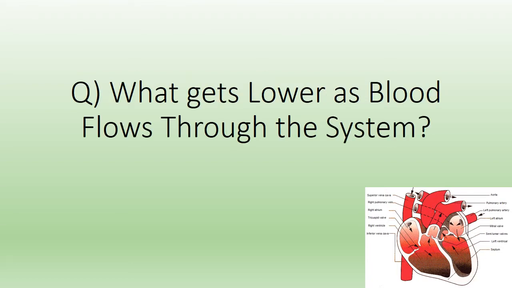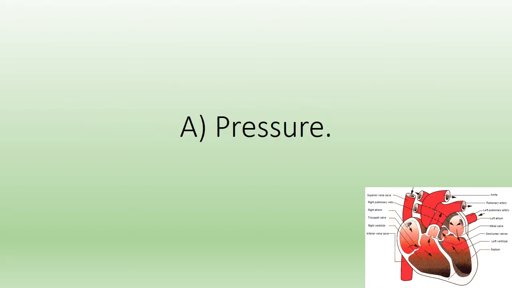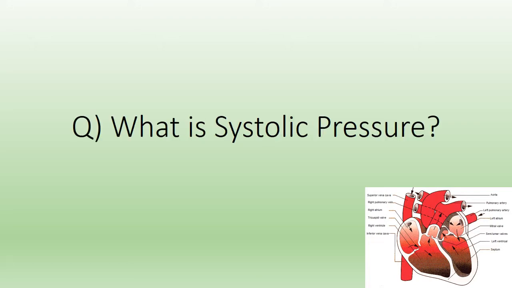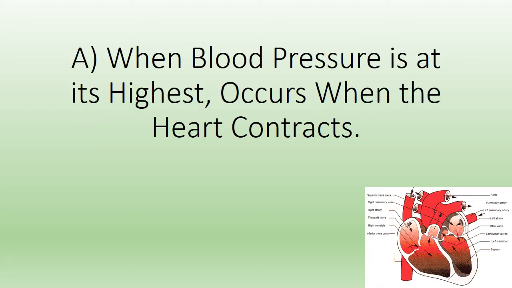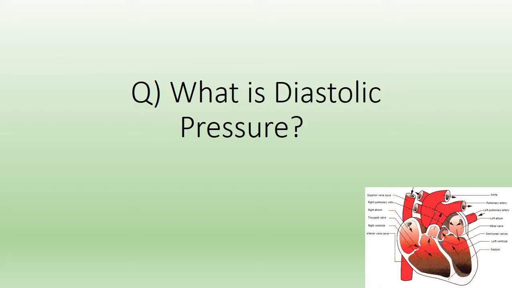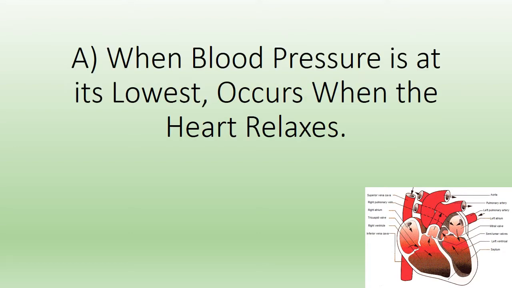What gets lower as blood flows through the system? Pressure. What is systolic pressure? When blood pressure is at its highest, occurs when the heart contracts. Diastolic pressure is when blood pressure is at its lowest, occurs when the heart relaxes.